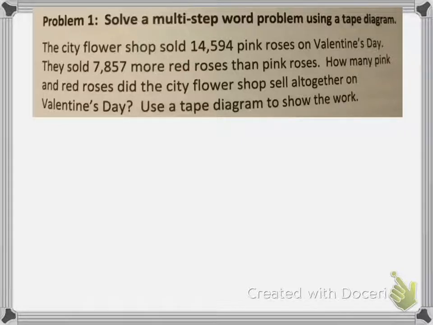The city flower shop sold 14,594 pink roses. So first thing, I'm going to draw a tape diagram for that. And I'm going to label it pink. Next, I'm going to move on to the next sentence.